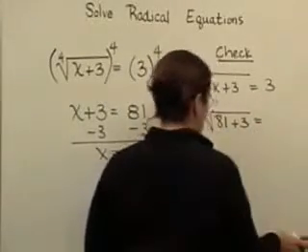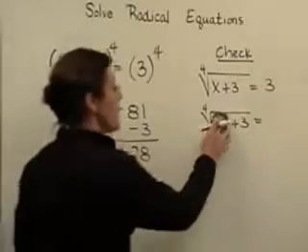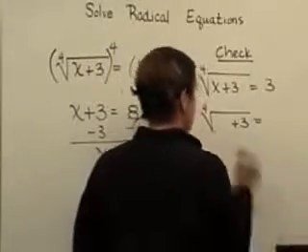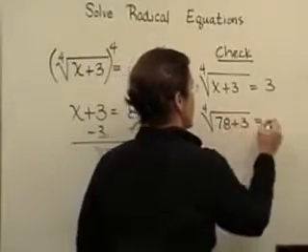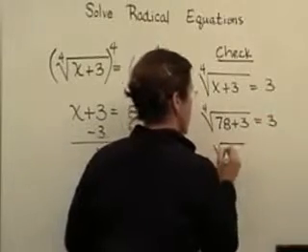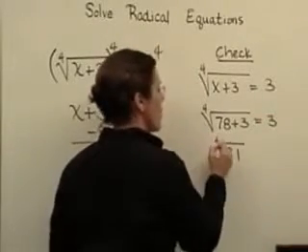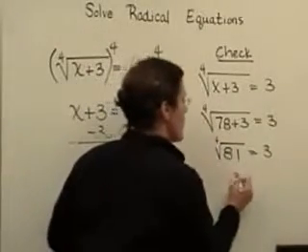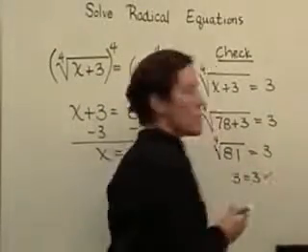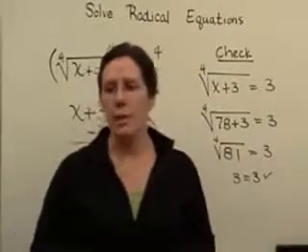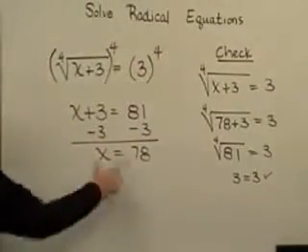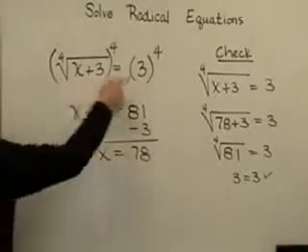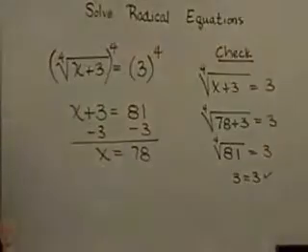I'm sorry. My solution was 78. I'm going to put a 78 in. And when I do that, it does look like I'm going to have underneath the radical a perfect fourth. The fourth root of 81 is 3, because 3 times 3 times 3 times 3 is equal to 81. And we have our solution. For the fourth root of x plus 3 equals 3, that solution is 78.